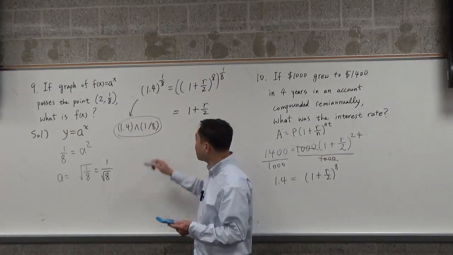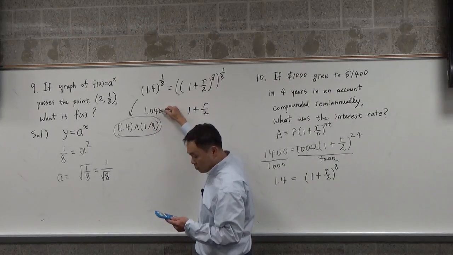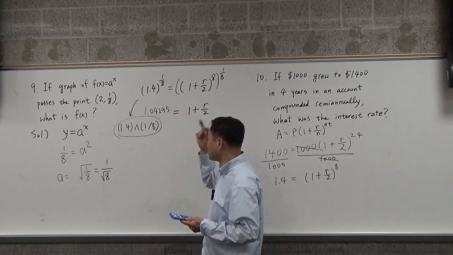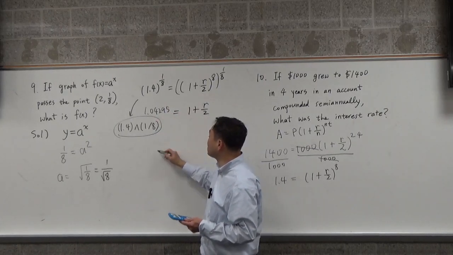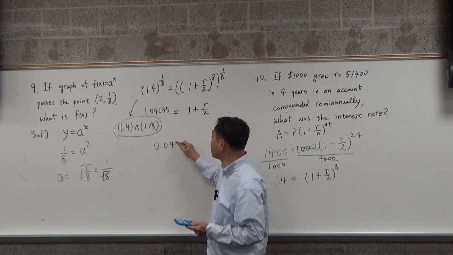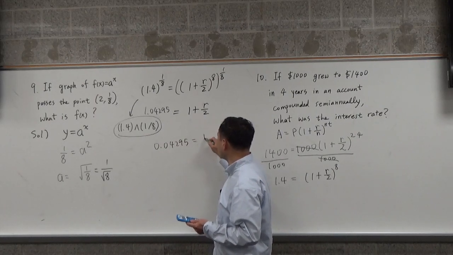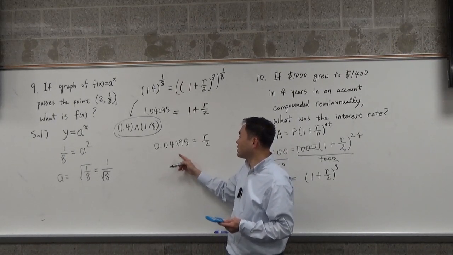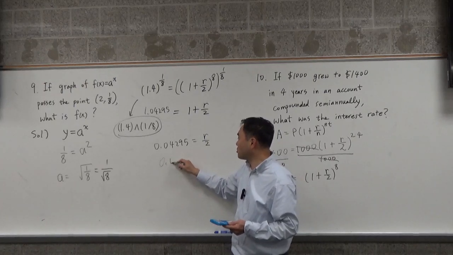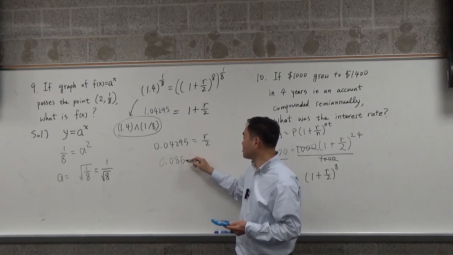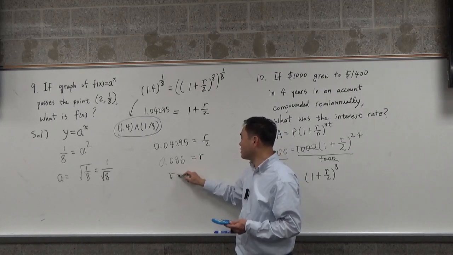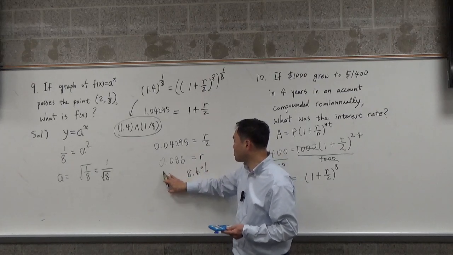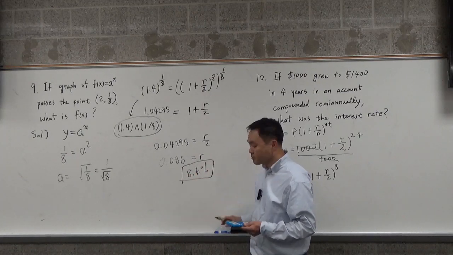And if I do that, I get the value of 1.04295, something like this. So if I subtract 1 from both sides, you get 0.04295 equals r over 2. This is really like 0.043. And if you double both sides, you get 0.0886 as r. So r is like 8.6%. So the answer is the interest rate is 8.6%. That's the answer.